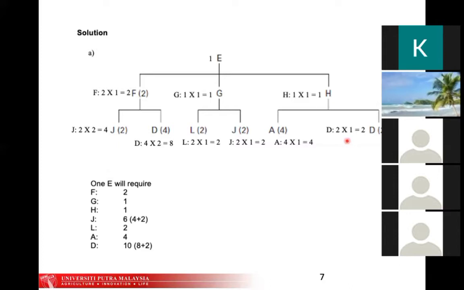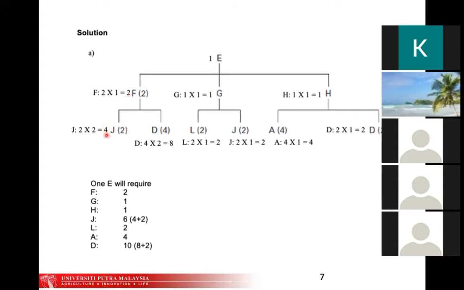Okay, so we need 2 units of J and 4D to produce 1F. To calculate J, we need to produce 1F. But we need 2F to produce 1E. So 2 times 2 equals 4. So 2 is from J, and then 2 is from F, the number 2 from F. So 2 times 2 equals 4.